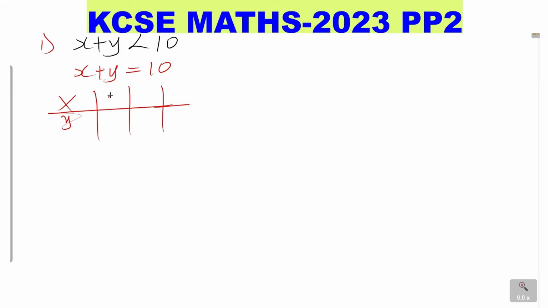So when x is 0, y will be 10. And when y is 0, when you substitute y with 0 in this equation, you'll get 10 as well. Those 2 points are okay to draw a line, but you can still use the third one for confirmation of that line. So when x is 5, again, y will be 5. So that is enough to draw that line. We go to the second one.